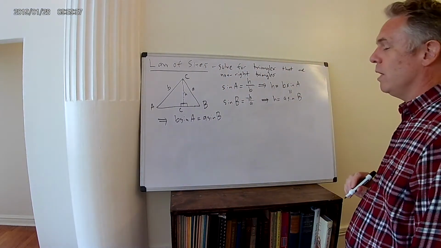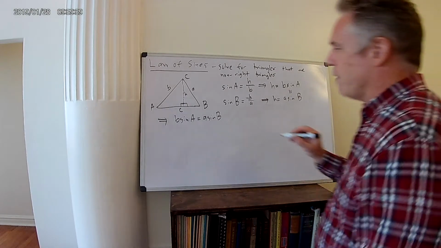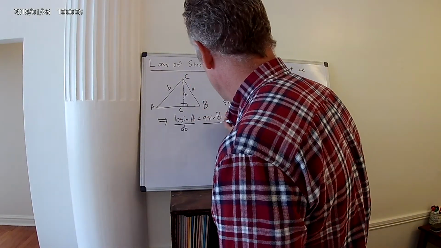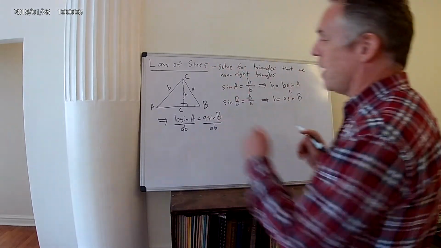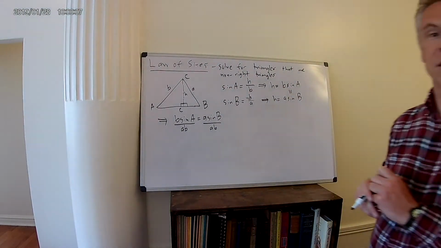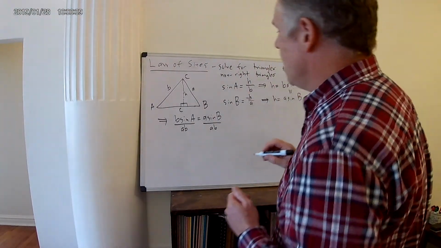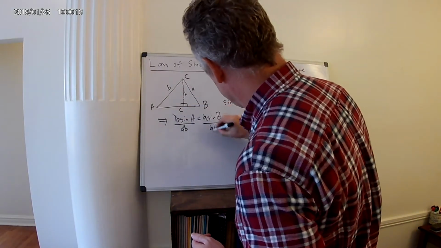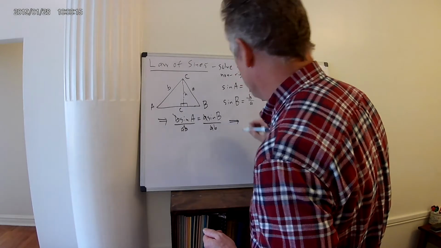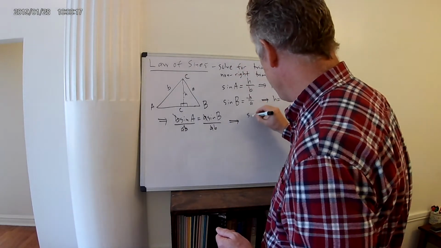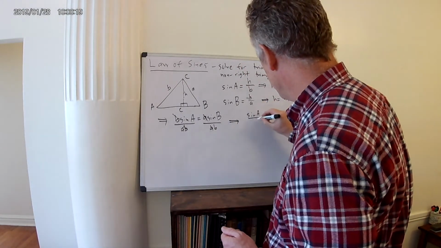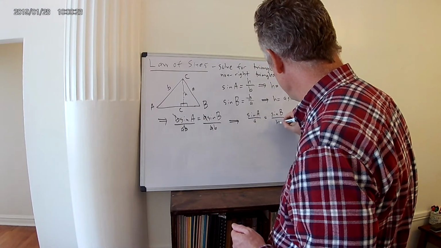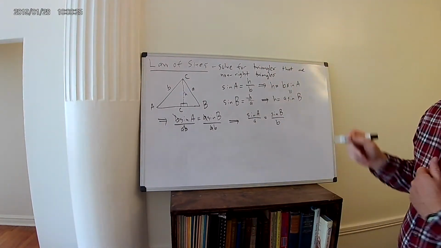Okay, and at this point, what I'm going to do is divide both these sides by ab. Is that legal? Can I divide both these sides by ab? Sure I can, as long as I do the same thing to the other side. If I do that, the b's cancel out here, and the a's cancel out here, and this leads us to something that says sine of A over a equals sine of B over b, okay? And this is the law of sines.